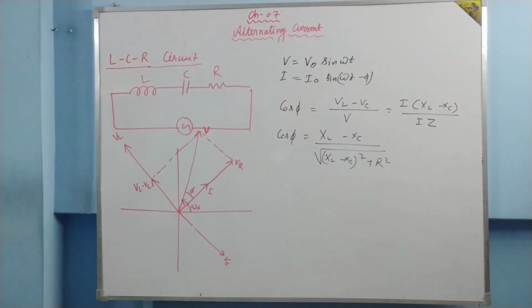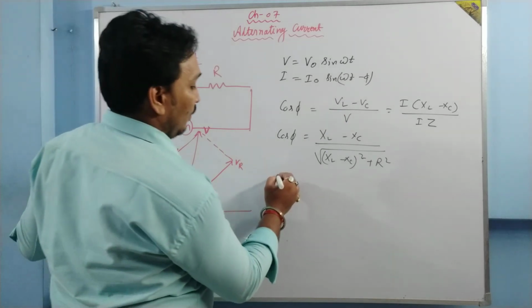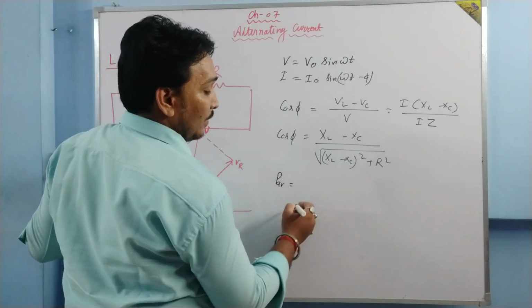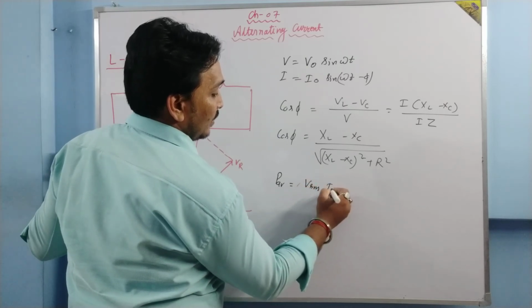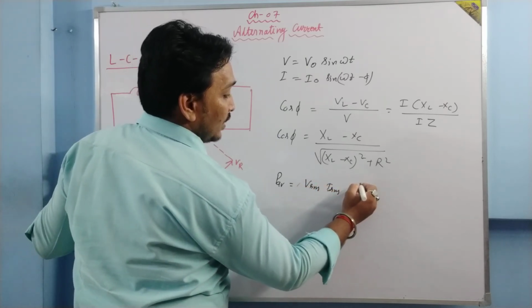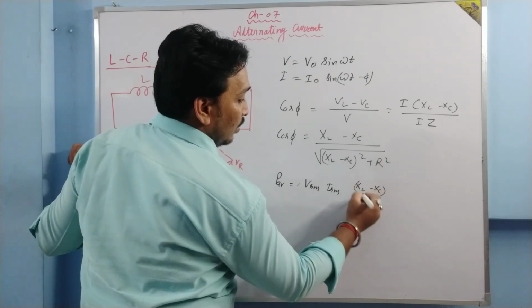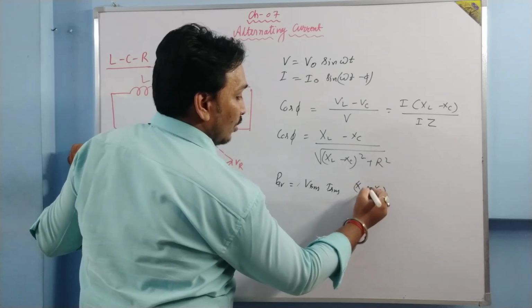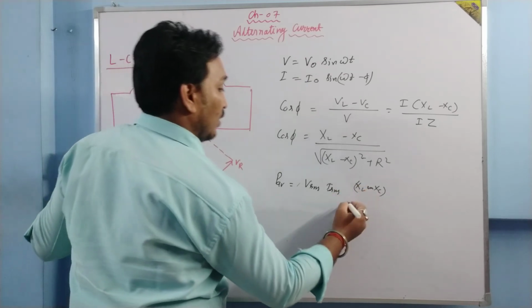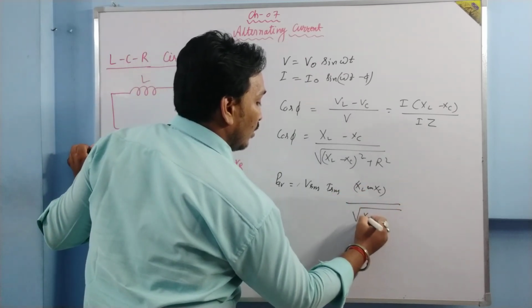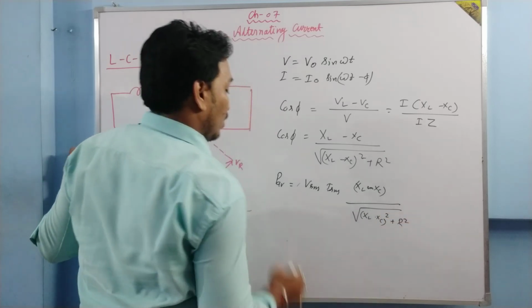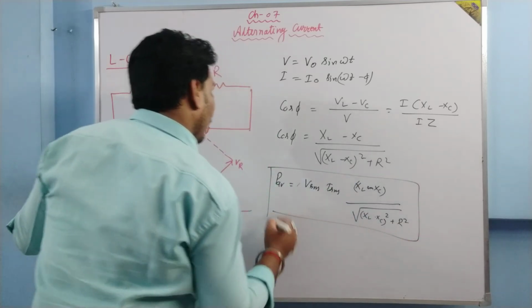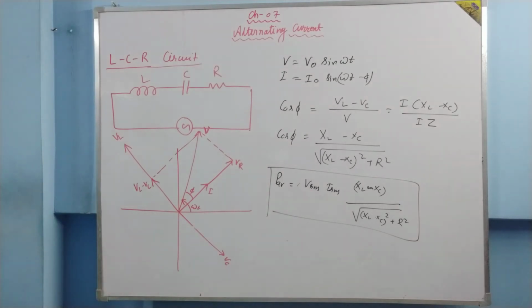Now if you put the value of cos phi in the power formula, we are going to have P average equal to what? VRMS IRMS cos phi, which is XL minus XC, or it may be the difference, if XC is greater, XC minus XL, upon under root XL minus XC whole square plus R square. So this is the value of average power in case of the LCR circuit. So this is all about the power.